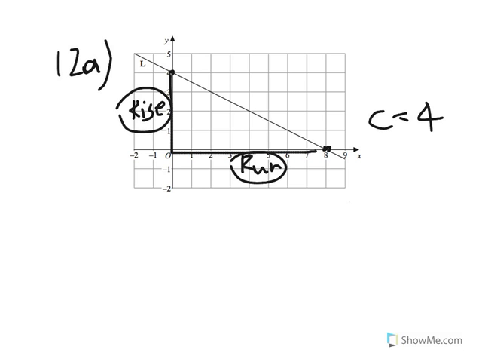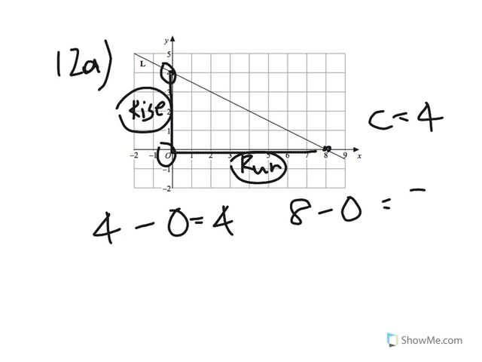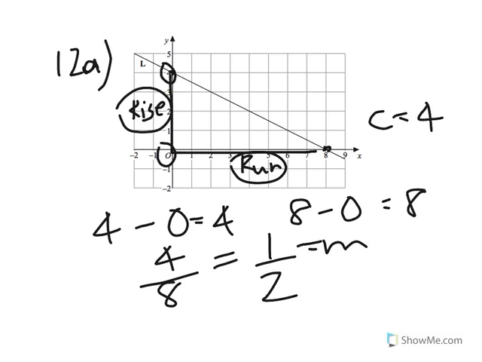So the rise, if you look at it, is 4 minus 0, right? 4 over here, and 0 over here. And the run, which is the length of this triangle, is 8 minus 0. So it's just 4 over here, and 8 over here. So all you gotta do is 4 over 8, which gives you a gradient of a half. And that is m.